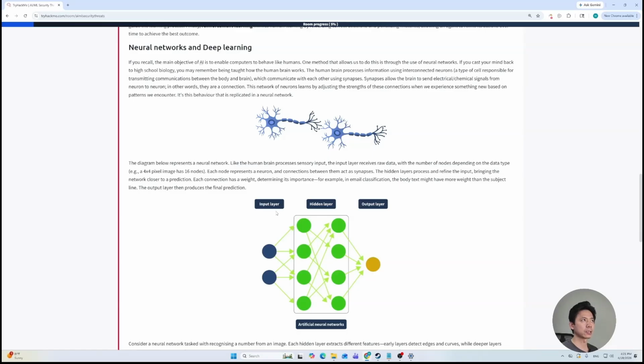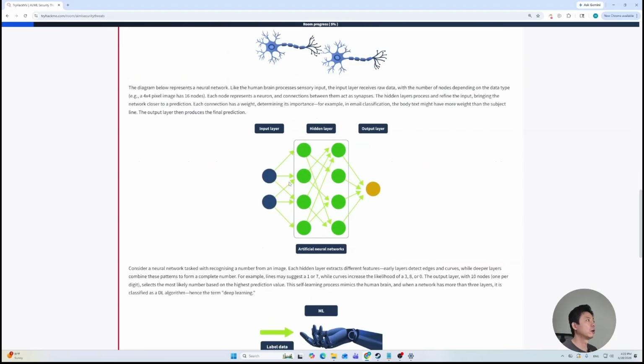The human brain processes information using interconnected neurons, a type of cell responsible for transmitting communications between the body and the brain, which communicate with each other using synapses. Synapses allow the brain to send electrical or chemical signals from neuron to neuron. In other words, there are connections. This network of neurons learns by adjusting the strengths of these connections when we experience something new, based on the pattern we encounter. It's this behavior that is replicated in a neural network.